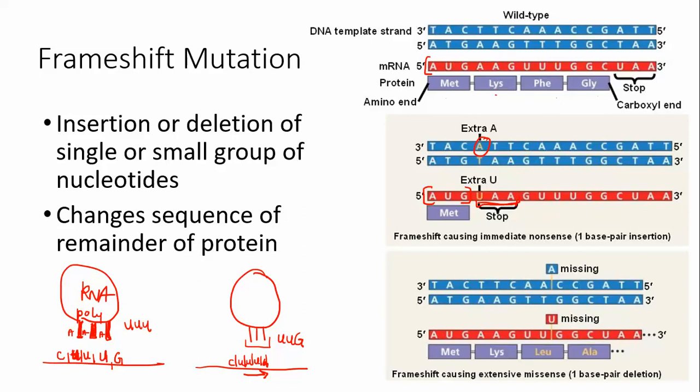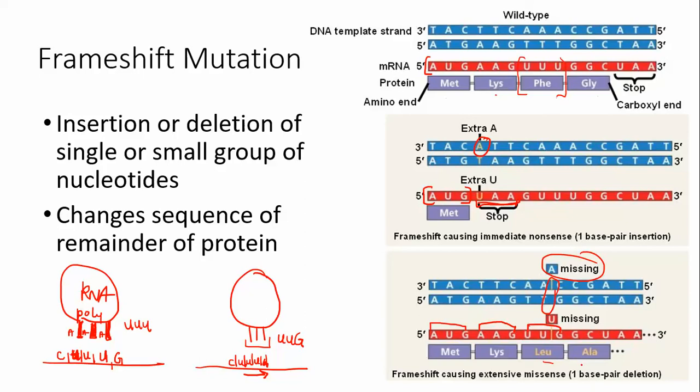Then you could also have a frame shift that results in a missense mutation. That's what we see down here at the bottom, where we had a deletion instead. So this deletion from right here ended up taking out a single nitrogen base. And then when this was divided up into codons by the tRNAs in the ribosome, instead of reading a UUU here, they read a UUG, which changed it from a phenylalanine, which is what this UUU was, to a leucine.